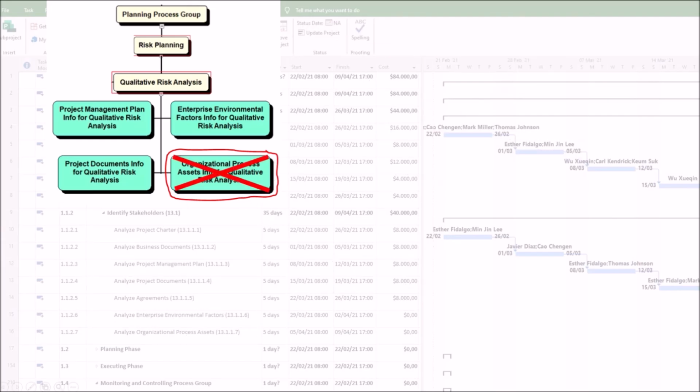How can a poor organizational process assets analysis harm the Perform Qualitative Risk Analysis process? A poor analysis of organizational process assets can significantly undermine the effectiveness of the Perform Qualitative Risk Analysis process, leading to flawed risk prioritization and poor decision-making. Here's how this occurs.